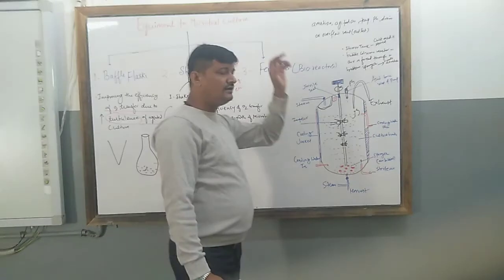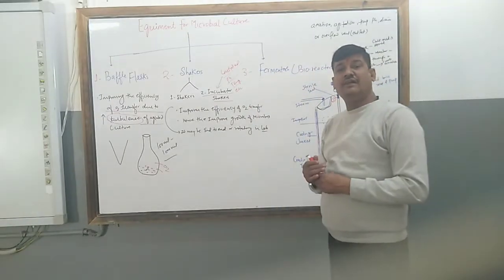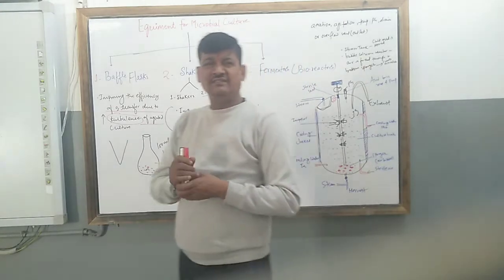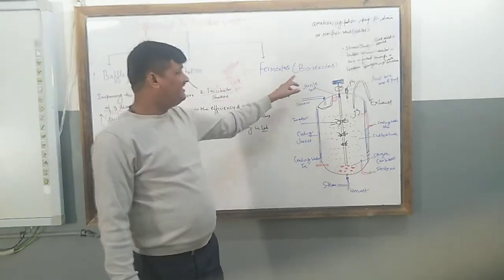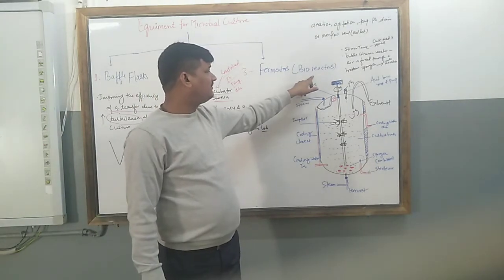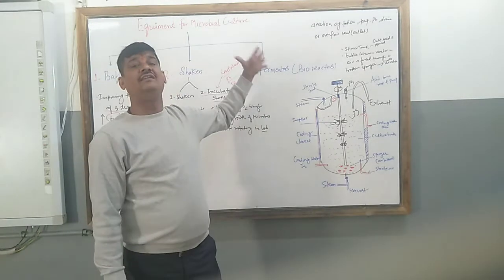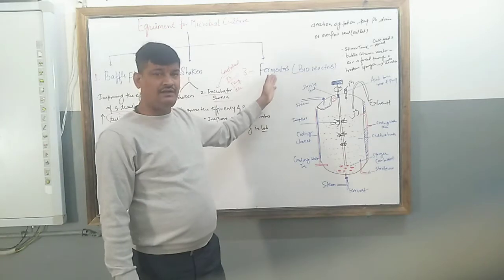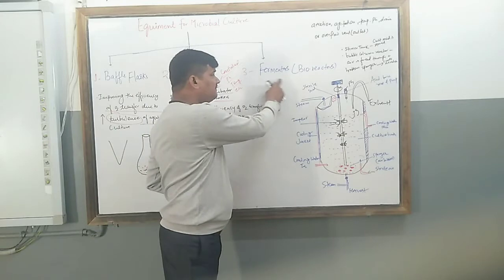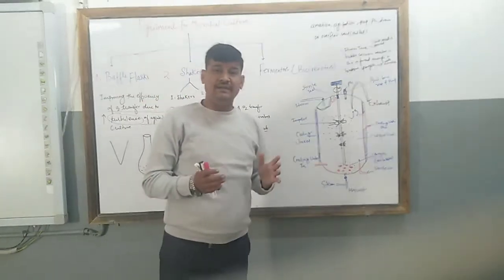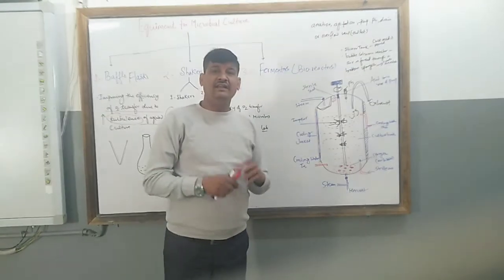Now the third one is the fermenter, also known as bioreactor. There is some difference between fermenters and bioreactors, but literally bioreactors are used to culture mammalian cells, and fermenters are widely used, so sometimes it is also considered a fermenter. So what are fermenters? Fermenters are large closed metallic vessels, and they are well equipped.